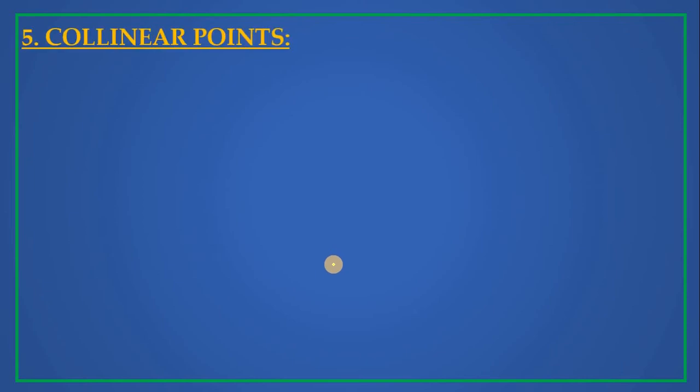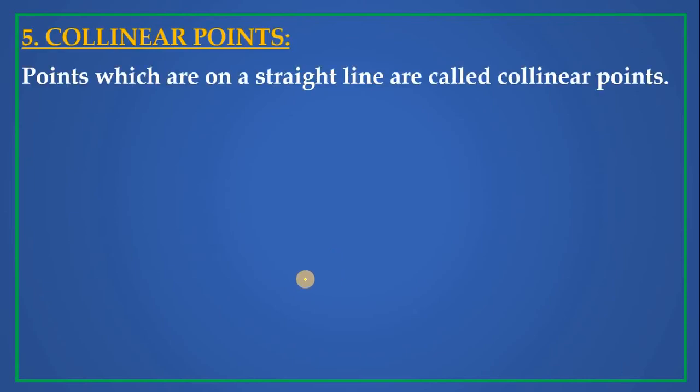Next, let us move on to collinear points. Very important one. First, let us understand the definition. Points which are on a straight line are called collinear points. Very simple, children. Two or more points should be there on a straight line. Those kinds of points we call collinear points.